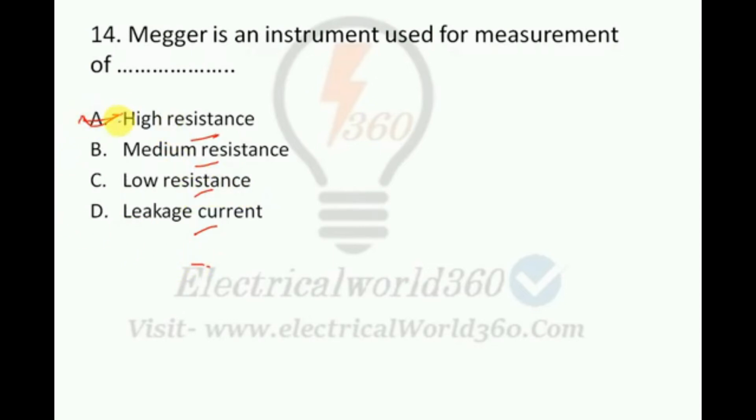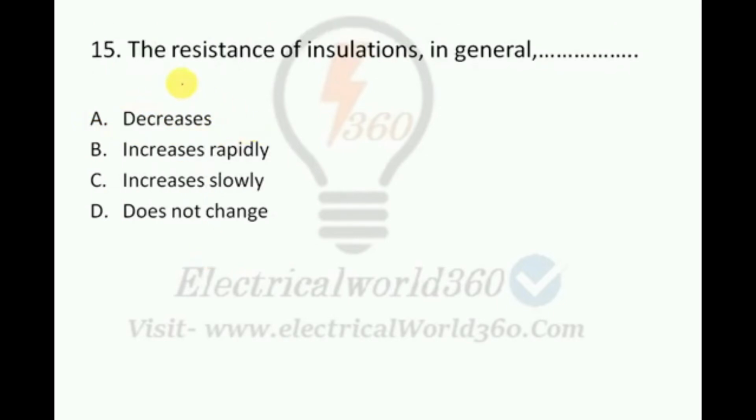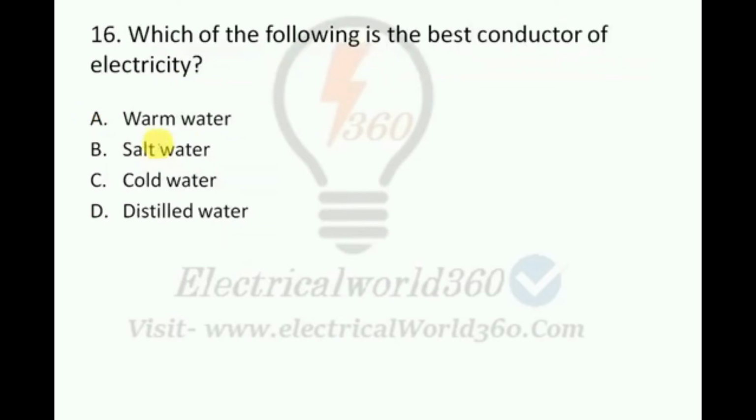Megger is an instrument used for the measurement of high resistance. The resistance of insulations in general decreases, increases rapidly, increases slowly, or does not change. So in this case option A will be the right answer. Insulation resistance has a negative temperature coefficient of resistance, so with increase in temperature resistance will decrease.